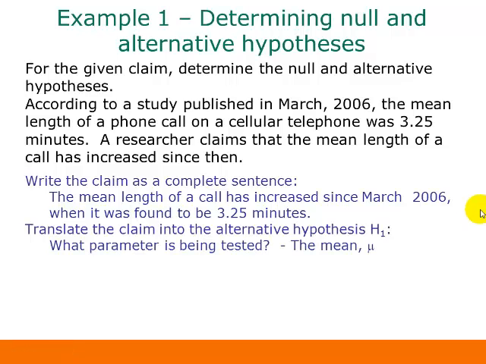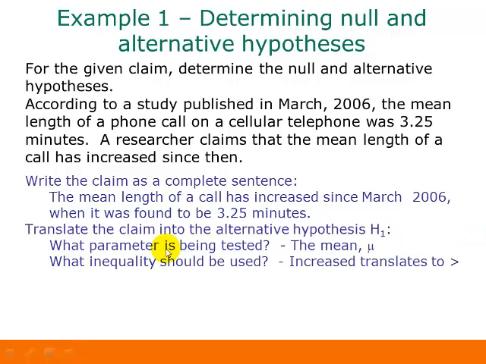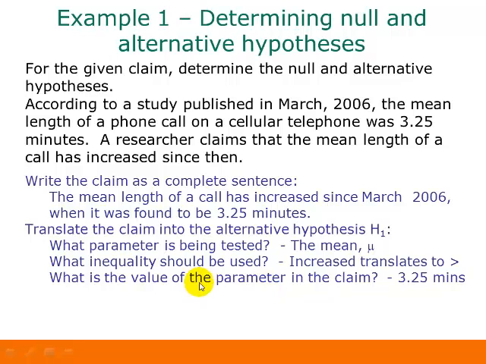So the first question is, what parameter is being tested? And here, since we're talking about a mean, the parameter we're testing is the mean, mu. What inequality should be used? When the claim is saying that the mean length of a call has increased, that translates to a greater than. And finally, what's the value of the parameter in the claim? It's 3.25 minutes.